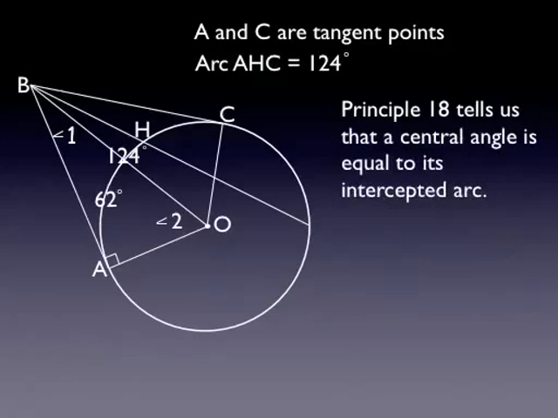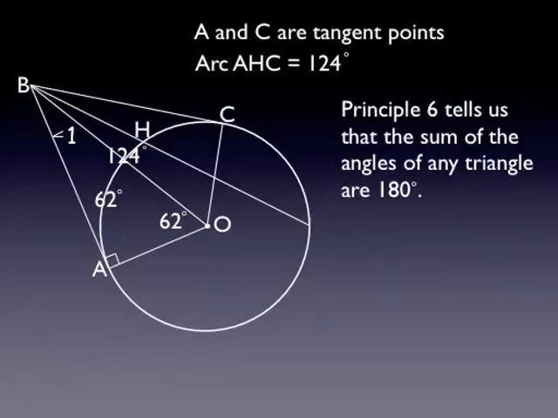Principle 18 tells us that a central angle is equal to its intercepted arc, so angle 2 is equal to 62 degrees. Principle number 6 tells us that the sum of the three angles in any triangle equals 180 degrees. So angle 1 will be 90 degrees minus 62 degrees, or 28 degrees. Now we have the solutions for angles 1 and 2. Angle 1 was 28 degrees, angle 2 was 62 degrees. Let's go on and look at some of the other areas.